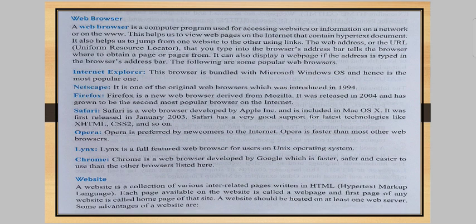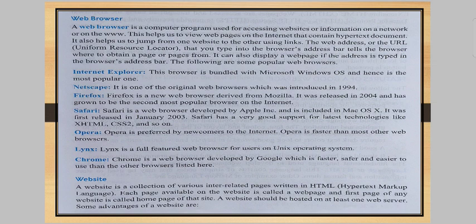This helps us to view the web pages on the internet that contain hypertext documents. It also helps to jump from one website to another website using links. Okay, the website web address or URL, uniform resource locator. URL means uniform resource locator, that you type into the browser address bar tells the browser where to obtain a page or pages from. It can also display web pages if the address is typed in the web browser address bar.